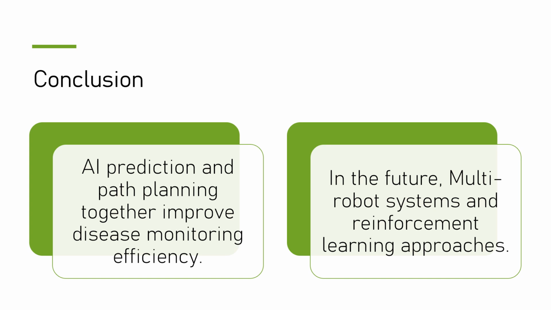Now, in conclusion, we can say that we have proposed an AI prediction model that combines with a path planning technique for improved disease monitoring in an agricultural field. Now, in the future, we plan to use multi-robot systems because one robot might not be enough in a large geographical area. So we want to combine the observations of multiple robots so they can collaborate among themselves to find an even better disease map.